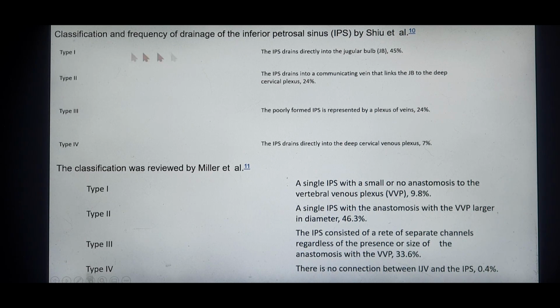Type 1 says it drains directly into the jugular bulb. Second, it drains into a communicating vein that links to the jugular bulb, so it's an indirect communication. Type 3 suggests it is poorly formed, and the inferior petrosal sinus is represented by a plexus of veins. So here it is directly, here it is through a vein, here it is through a plexus of veins. And type 4 is that the inferior petrosal sinus drains directly into the deep cervical venous plexus.